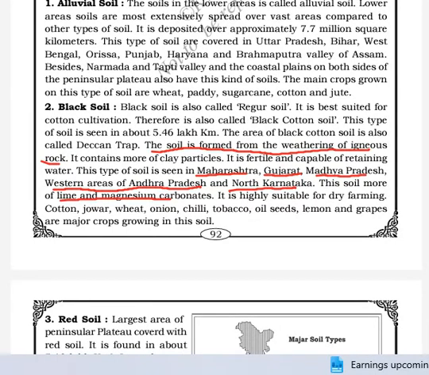Cotton, jowar, wheat, onion, chili, tobacco, oilseeds, lemon and grapes are major crops grown in this soil. So we know that cotton is the best crop which is grown in the black soil. But apart from that, we can also grow jowar, wheat, onion, tobacco, lemon, grapes also in this type of soil. So at least remember 2-3 names for black soil also. The crops which can be grown in black soil, cotton is the first one. Second, you can remember wheat, jowar, lemon and grapes.